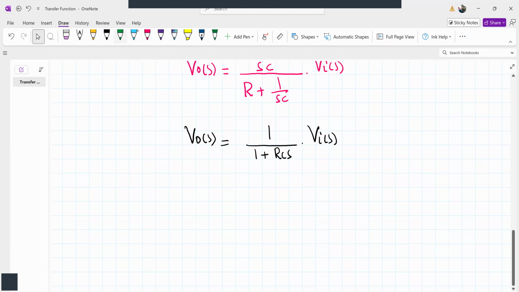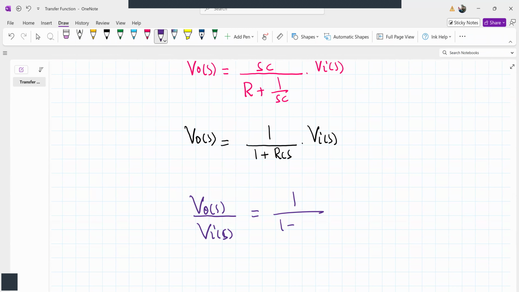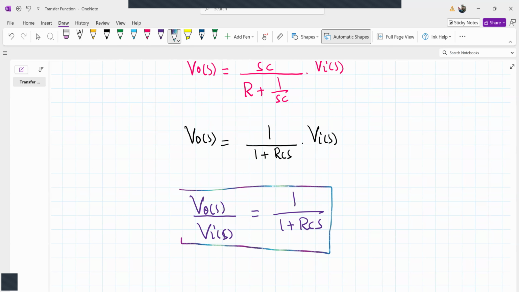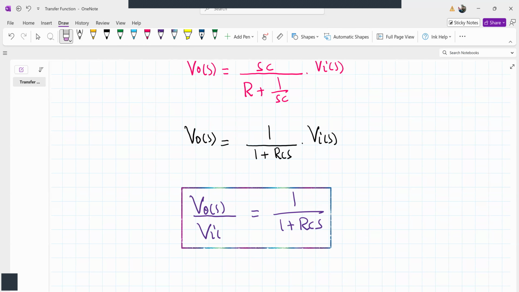Let's divide both sides by Vi of S. V naught of S divided by Vi of S is simply equal to 1 divided by 1 plus RCS. So the transfer function of this network is simply this. Output transform divided by input transform is the transfer function. The transfer function of the RC circuit is 1 divided by 1 plus RCS.